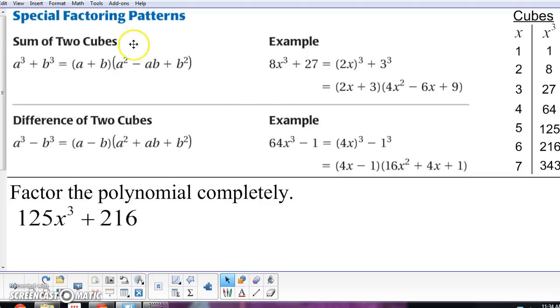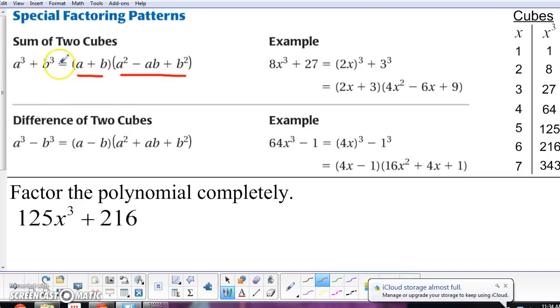The way that the sum of two cubes pattern works is if I have two cubes added together, I can factor that expression into a binomial and a trinomial. In the binomial expression, I've got a plus b. Well, a is whatever I cubed to get this expression, and b is whatever I cubed to get this expression. The example given to us over here is 8x cubed plus 27. What did I cube to get 8x cubed? I cubed 2 to get 8, and I cubed x to get x cubed. So 2x would be the value of a. What did I cube to get 27? Well, 3 cubed is 27, so 3 must be b.